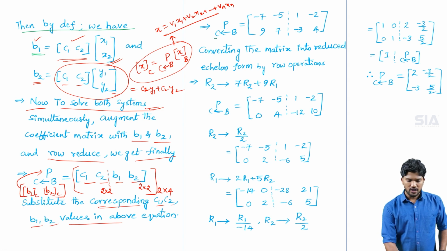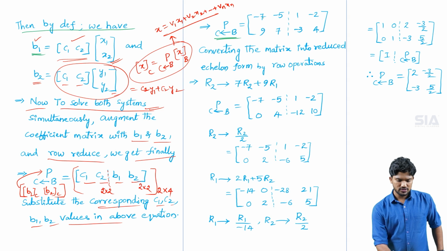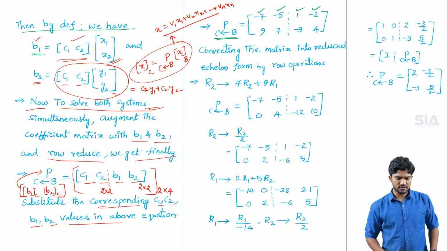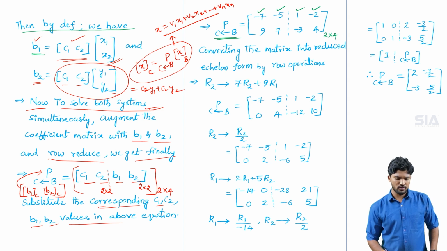So therefore, the change of matrix from B to C equals, so this one is the C1 value and this one is the C2 value, B1 value, B2 value. So substitute the corresponding values. After getting this, the order is 2 rows and 4 columns, 2 by 4. It is a rectangular matrix.